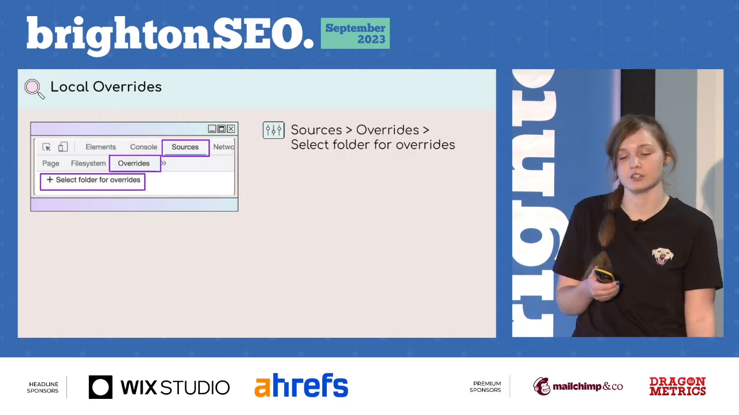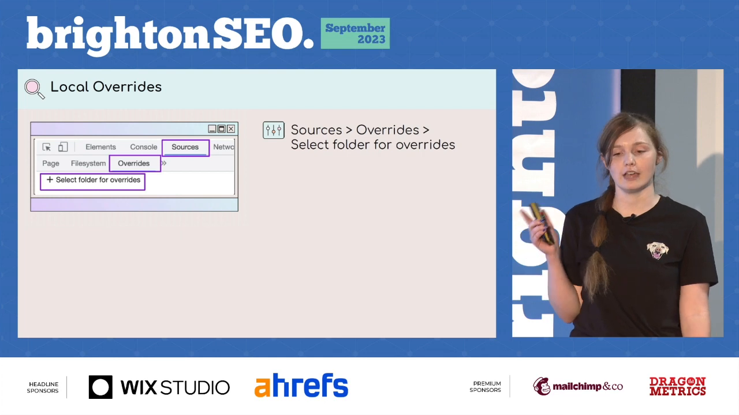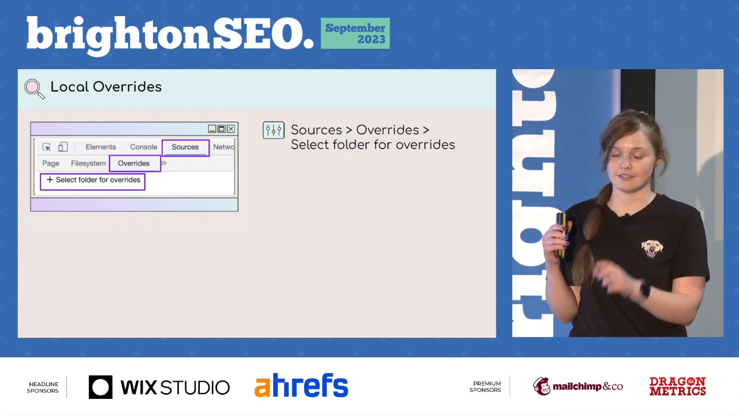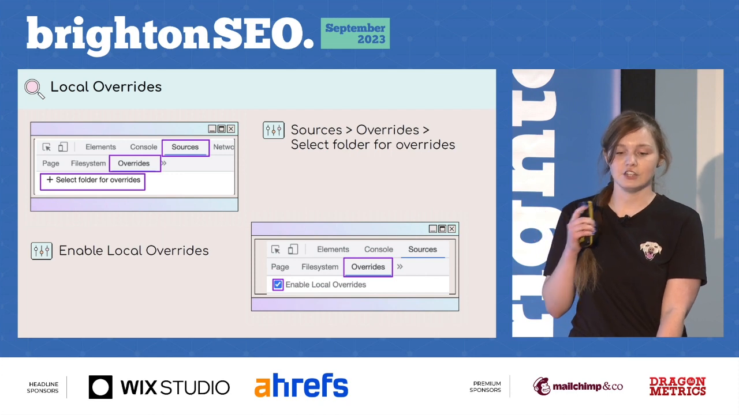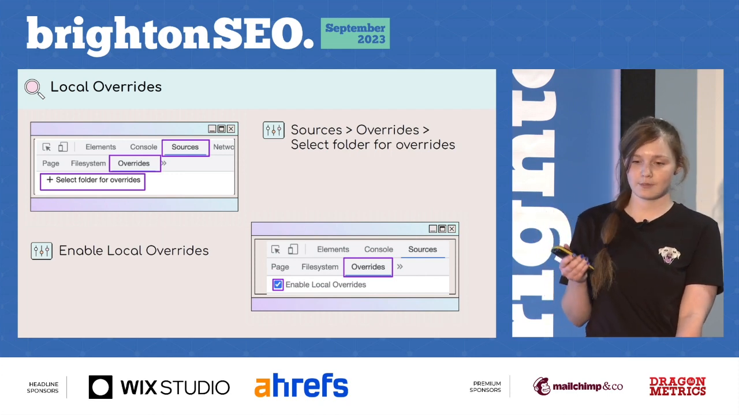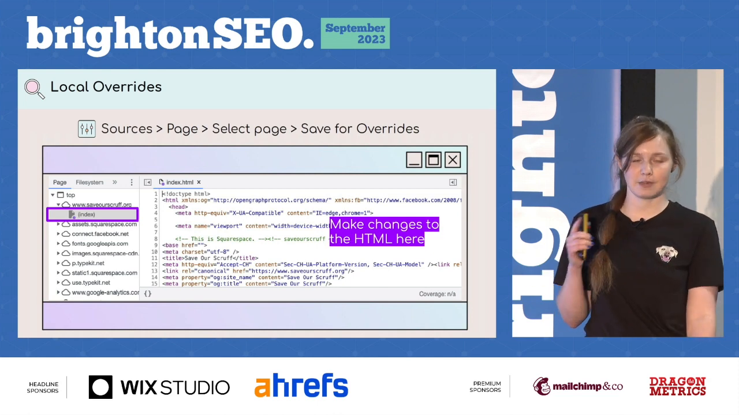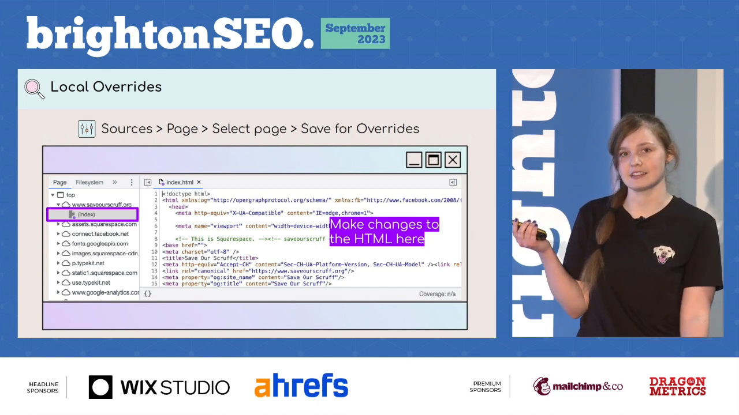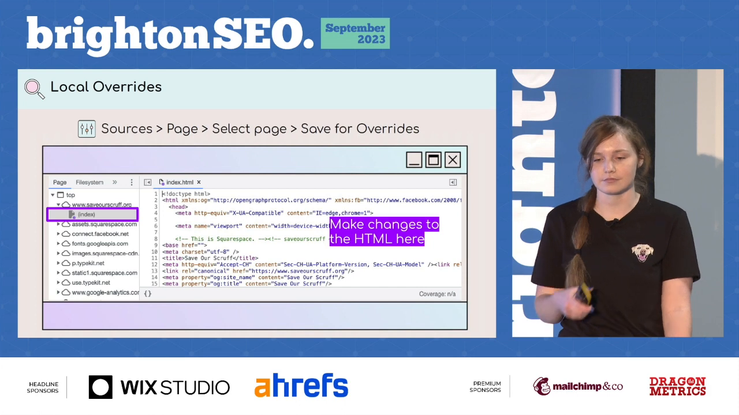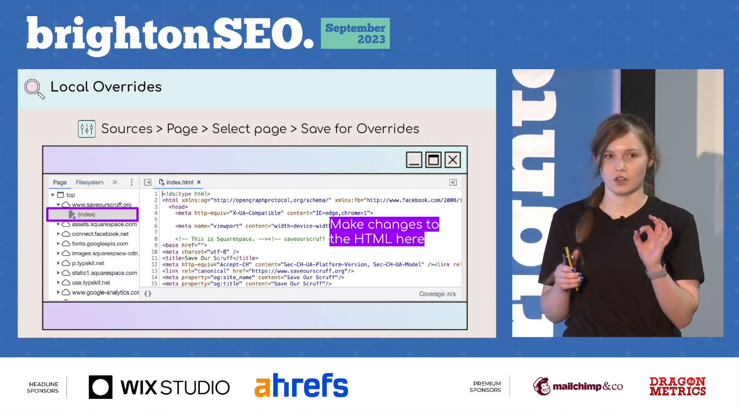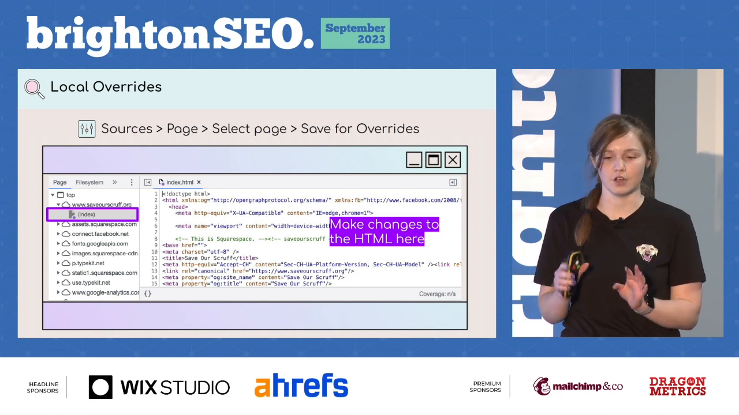So you can do this by going to the Sources tab. If you go to Overrides and then select your folder on your local environment where you want to save that, and then you can tick the Enable Local Overrides button, go back to your Pages tab, select the page that you want. Typically, this will be the index of whatever page you're on. You can right-click that, Save for Overrides. You'll get a little purple dot next to it. That's how you know it's available for overrides.